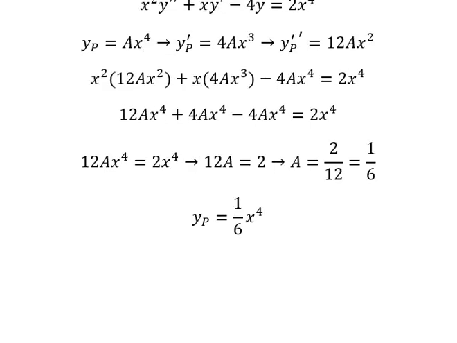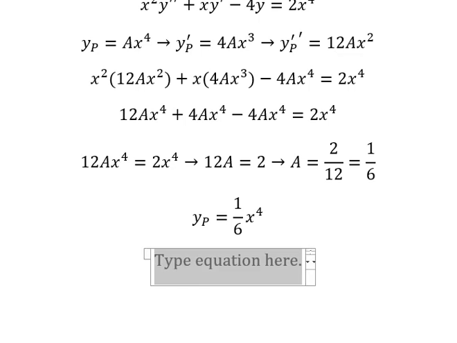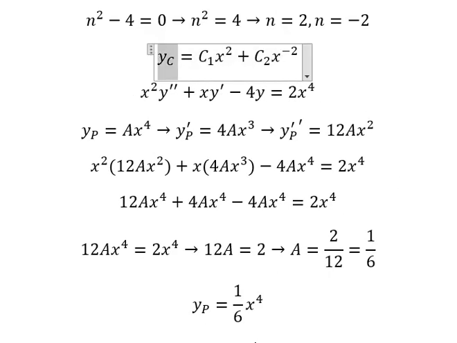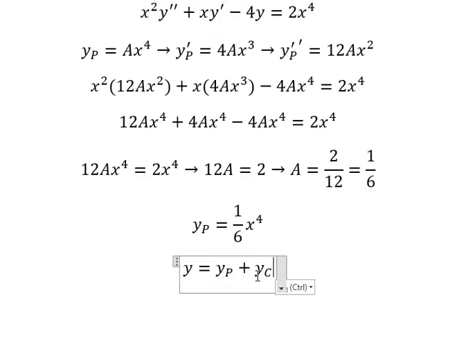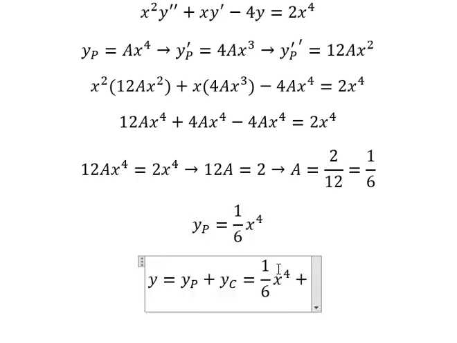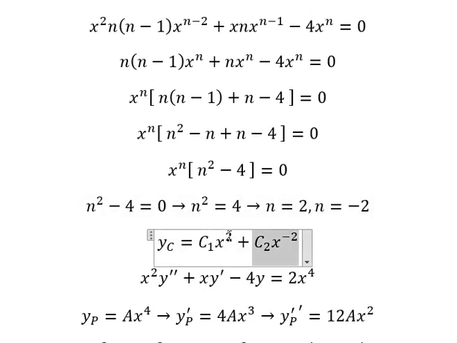And now we have the final answer. Y equals YB plus YC. And now we have the final answer.